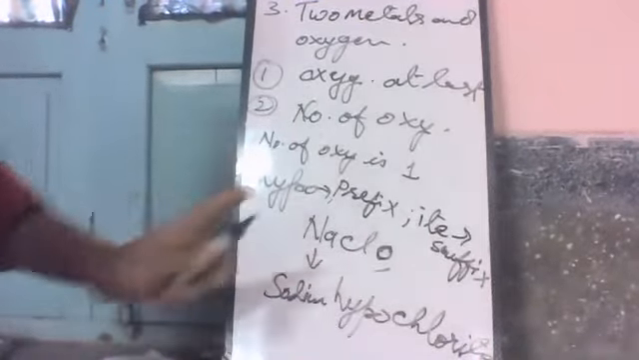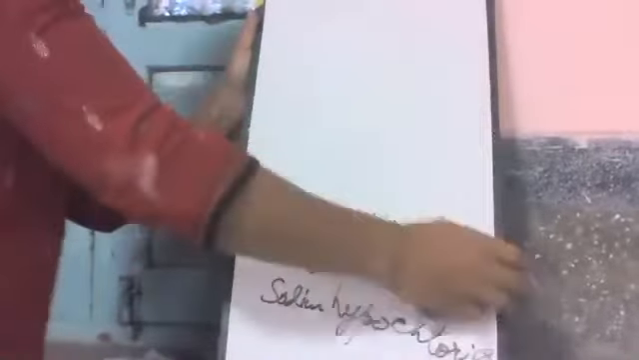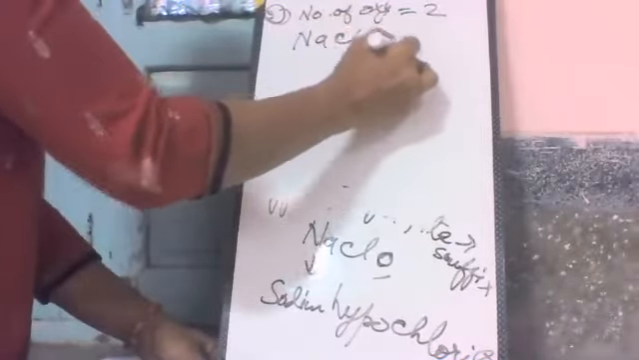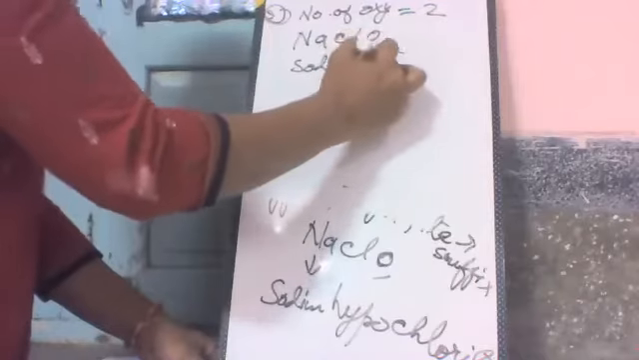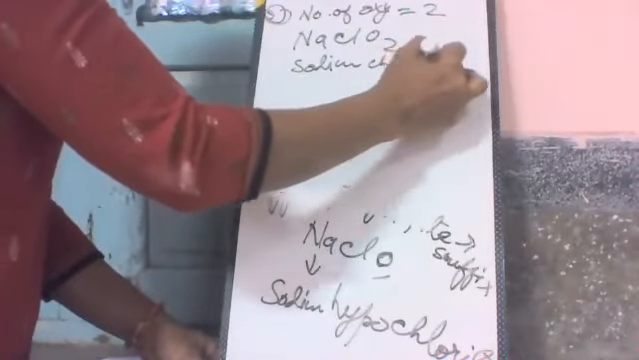Sodium hypochlorite. The condition changes when the number of oxygen is 2. Hypo is removed, and this is NaClO2. The name is sodium chlorite. Sodium chlorite only.